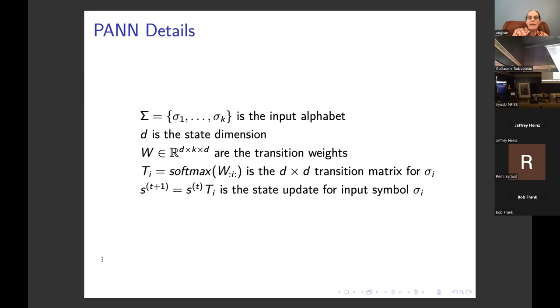And the state update is simply take the current state and the transition matrix for the current symbol and multiply them to get the next state. So very simple model.